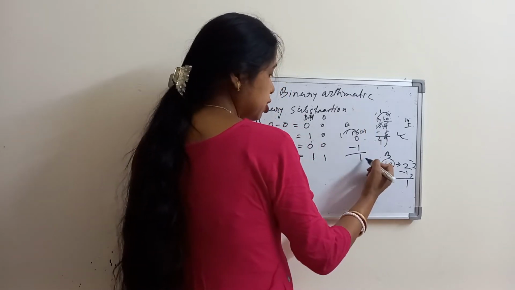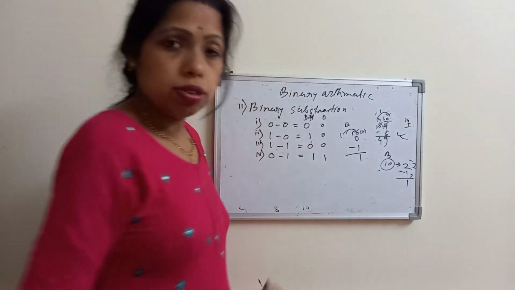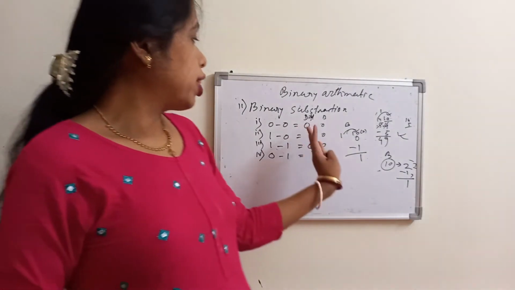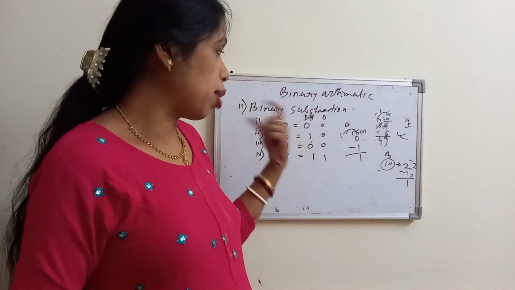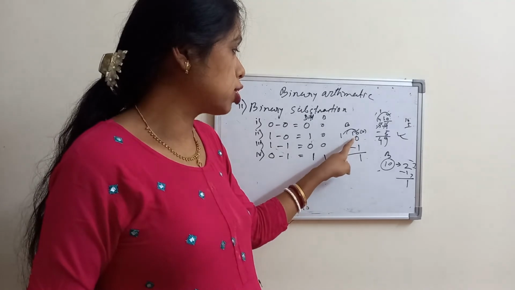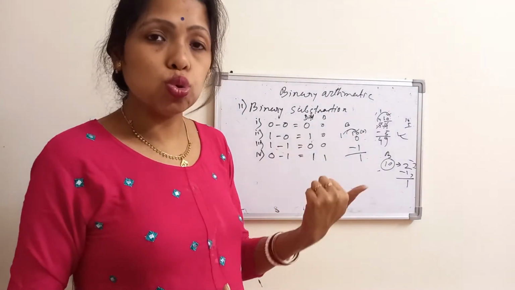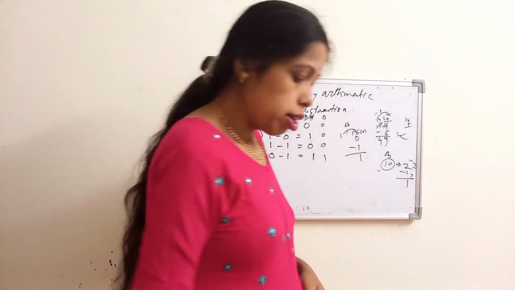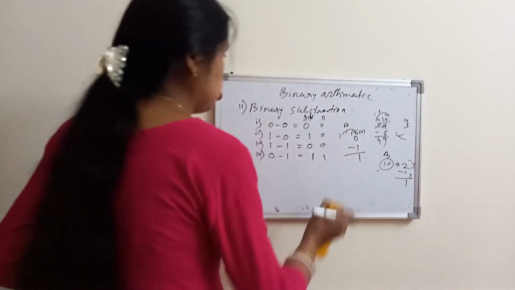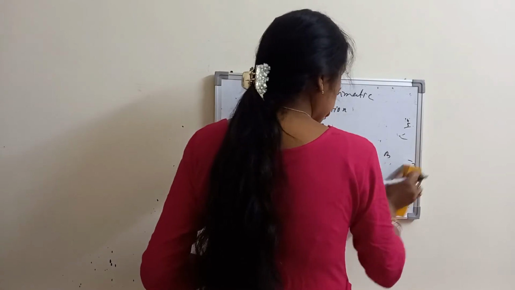What will be the result? That will be 1. So you are carrying a borrow from somewhere and you are placing the borrow. If you are placing a borrow in the unit place, that will be 10. 10 means 2. 2 minus 1, 1. Right? This is the binary subtraction. So in this way, I am showing you one example.